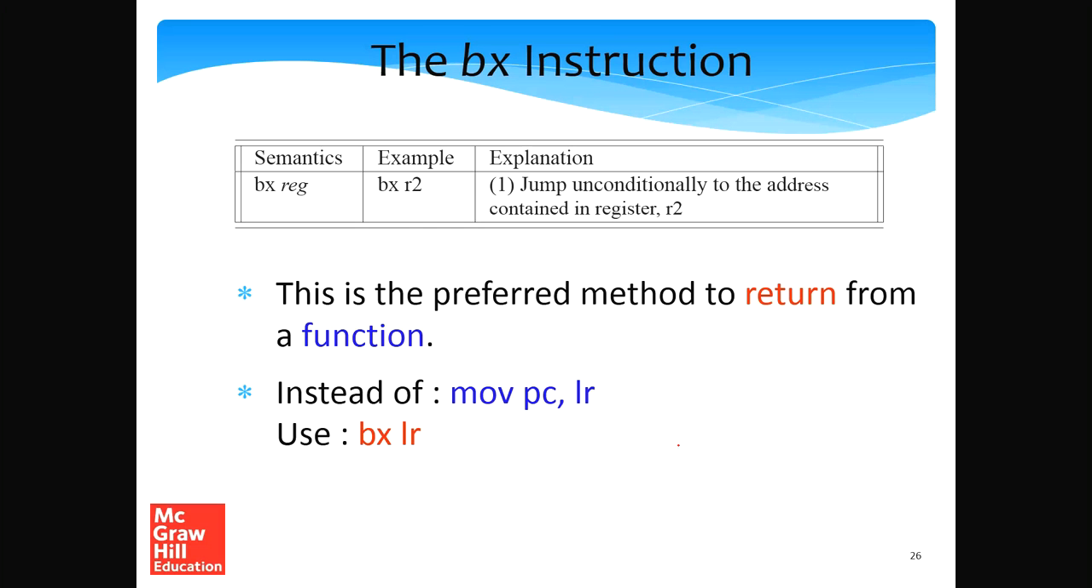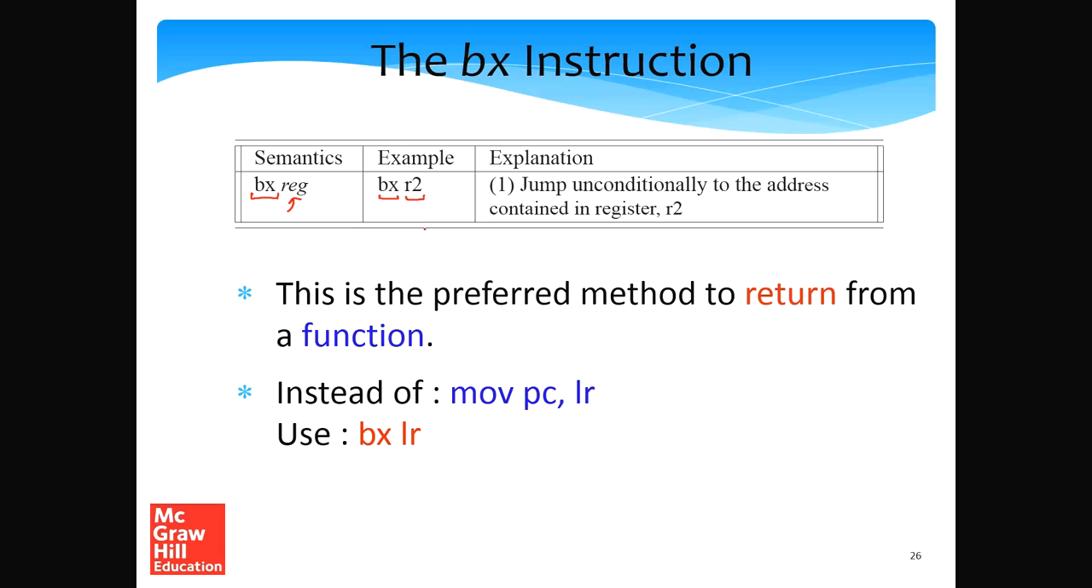So let's now take a look at another kind of instruction which is slightly easier, and nowadays programmers are preferring it. This particular instruction is called BX. BX takes a single argument, a single register. So the explanation is that, let's say I have an instruction of the form BX R2. This means that I jump unconditionally to the address contained in register R2. So I can think of this as a variant of the B instruction, an unconditional branch, but the B instruction takes a label and the BX instruction takes a register.